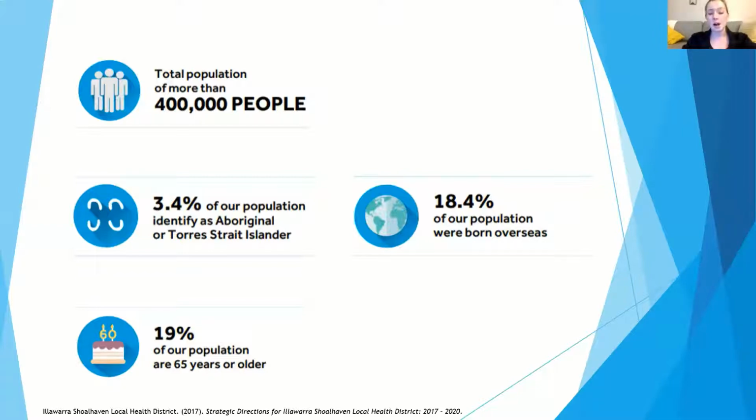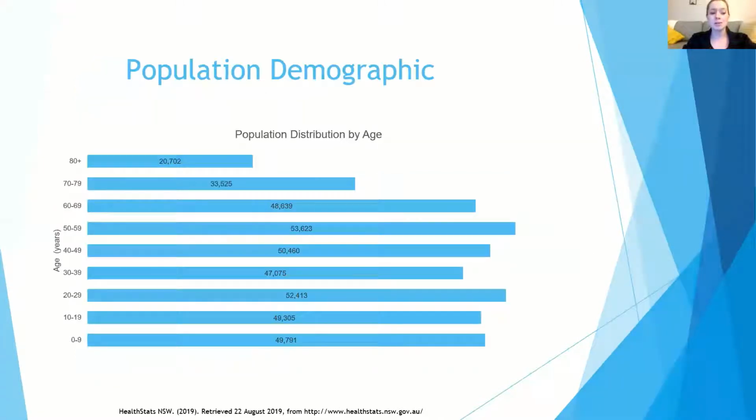They also have a higher than average Aboriginal population, with 3.4% of the residents identifying as Aboriginal or Torres Strait Islander. A growing population in Australia is synonymous with an ageing population. And while the population spread is fairly even currently, as we can see in the graph, it is projected that in the next decade, 25% of the Illawarra Shoalhaven population will be over 65 years old.